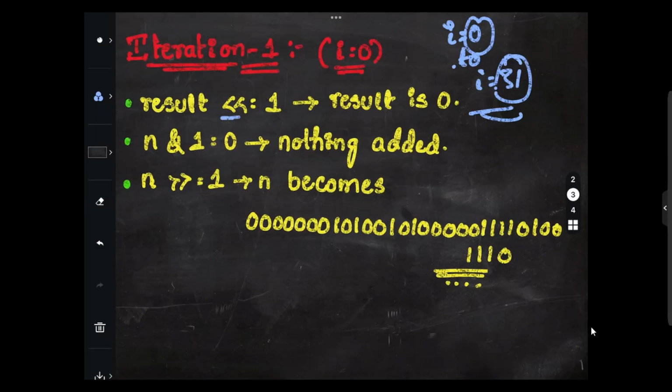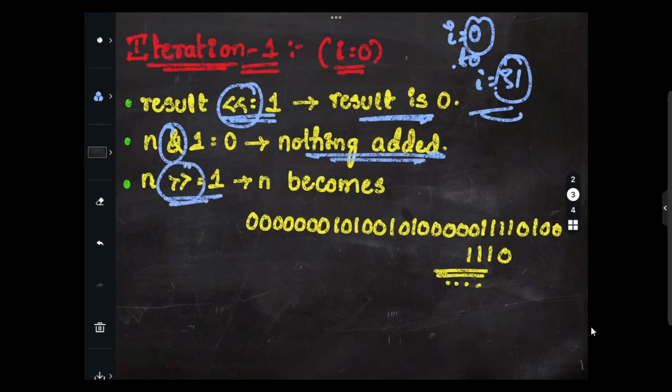Result left shift equals 1. The result is 0 initially. Then n ampersand 1, meaning we are performing a bitwise AND, and this is the left shift operator. So n and 1 is 0, which means nothing is added here. Then n right shift equals 1, this is the right shift operator, and the result becomes this one.